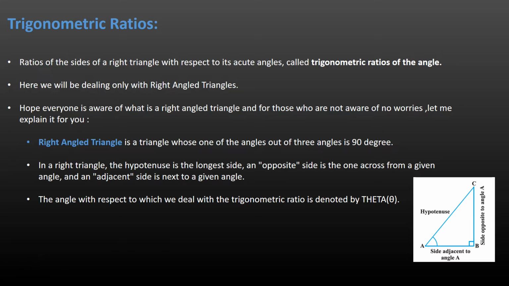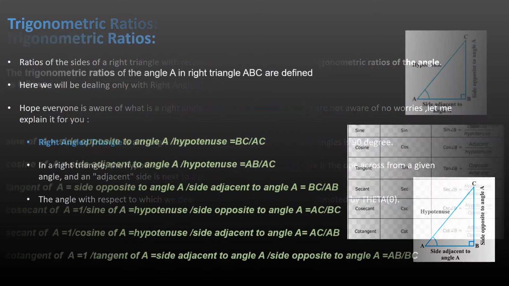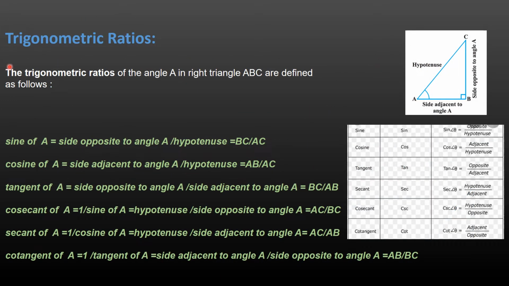So let me move forward to the next, further on trigonometric ratios. In a triangle ABC, some of the important ratios which you can define are sine, cosine, tangent, secant, cosecant, and cotangent. These six are the primary ratios which you can derive from a right angle triangle.